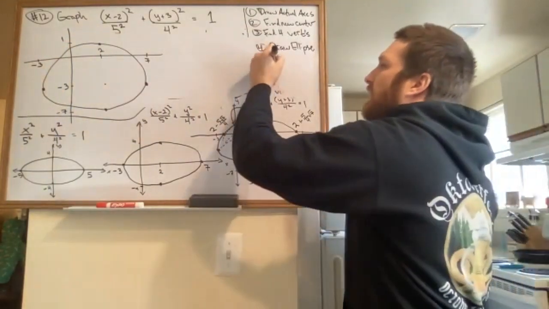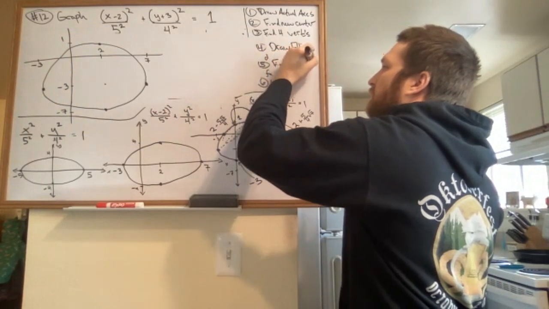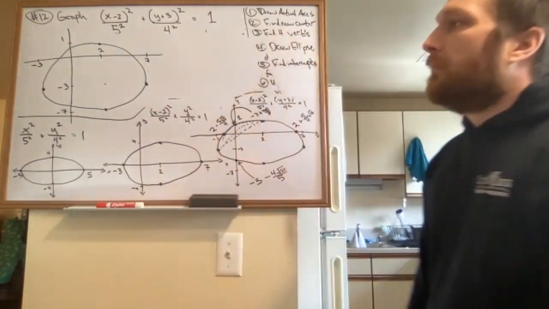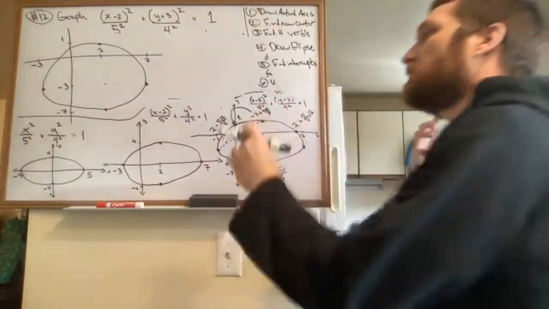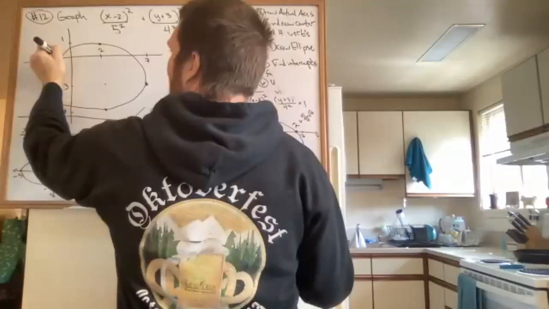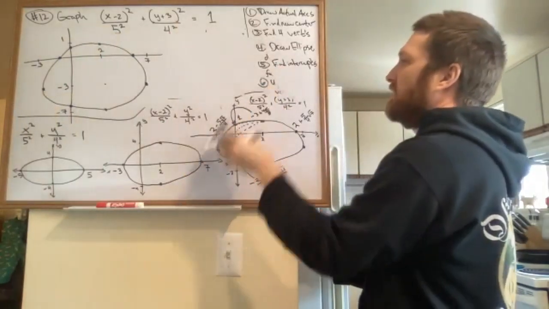5, find intercepts, by setting x equal to 0, solving for y, setting y equal to 0, solving for x. And once you've done that, double check your picture.